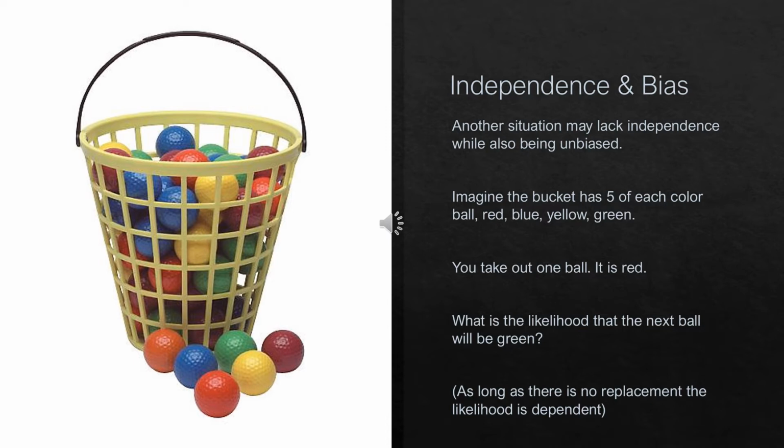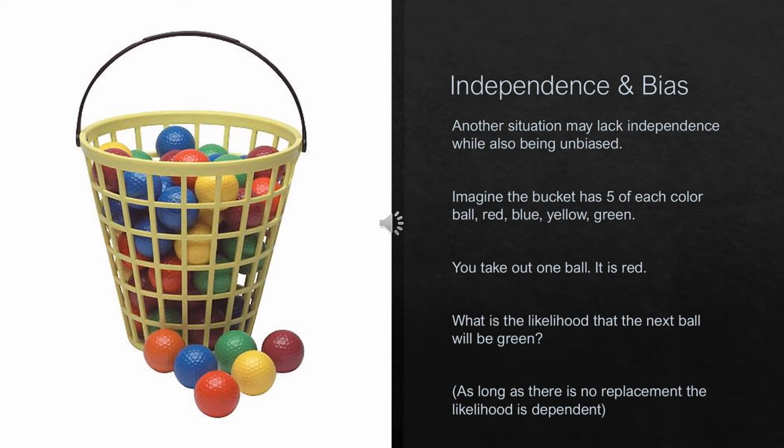Imagine you have a bucket and it's got 4 different colored balls, 5 of each of those balls. So we've got 20 balls in a bucket: 5 red, 5 blue, 5 yellow, 5 green. And now you take out one ball, and that ball is red. Now, what is the likelihood that the next ball that you take out is going to be a green one?